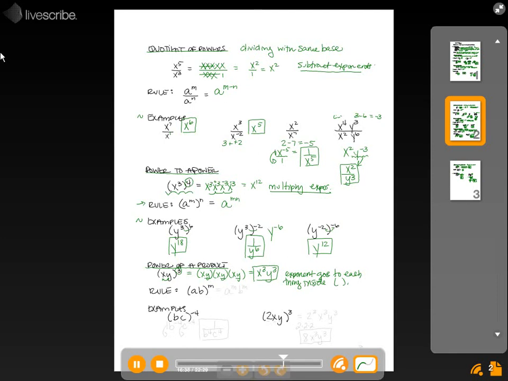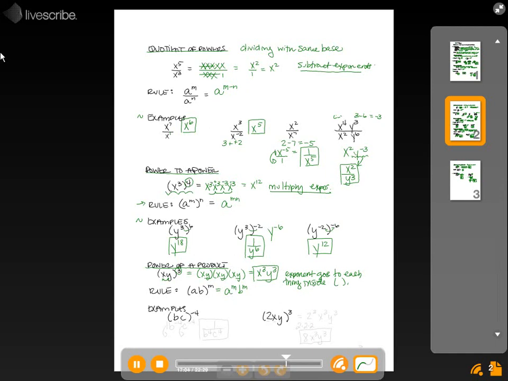So for our rule here, if we've got the quantity ab to the m power, then it's going to become a to the m, b to the m. And again, it's not the distributive property. That exponent just goes with every variable and every coefficient inside the parentheses. We got two examples here. The first one is the quantity bc to the negative fourth.